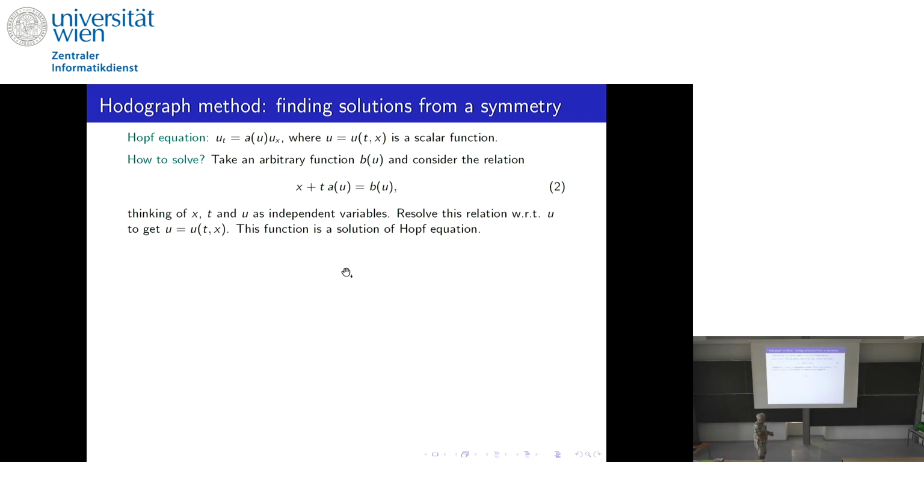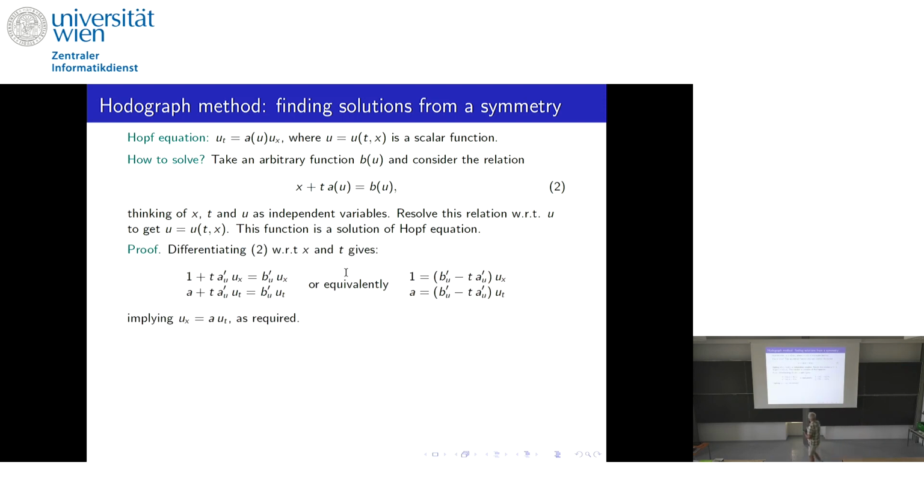So of course there may be some conditions for resolving. But I mean, the stupid case, if a and b are both constant, then you cannot do it. But in the normal case, resolving this implicitly at least gives us a function u, which is a function of t and x, because t and x were inside the equation. I claim that this function is a solution of the Hopf equation. And let me prove this claim.